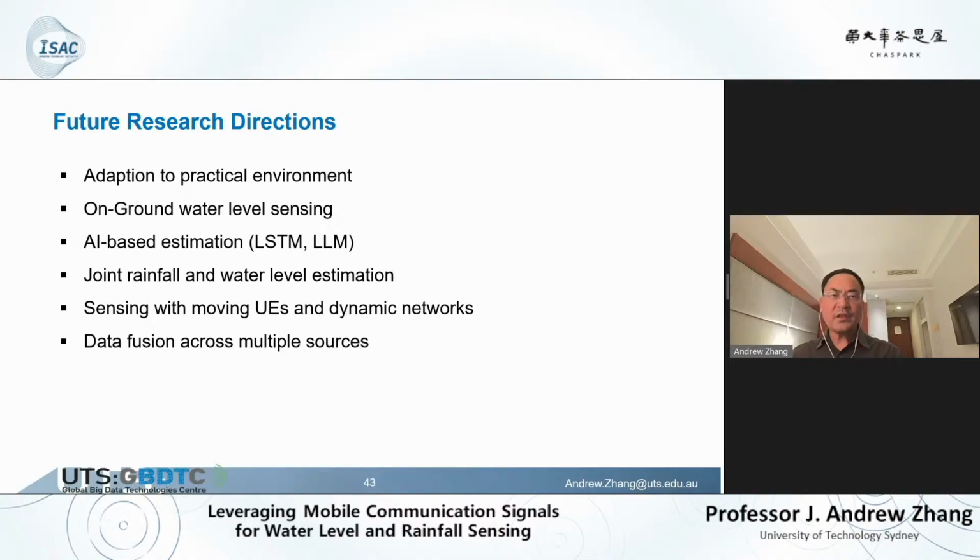One more challenge is how to jointly estimate rainfall and water level, because when we estimate water level, for example for flood prevention or monitoring, we try to estimate the water level when the rain is on. So in this scenario, we need to develop techniques to jointly estimate the rainfall and the water level.